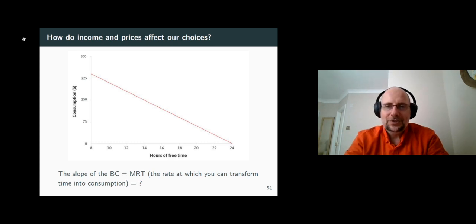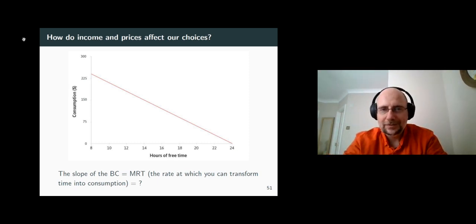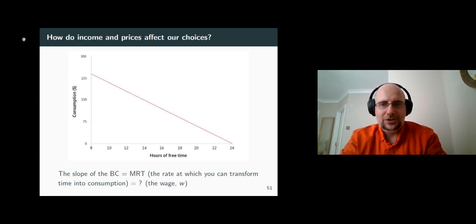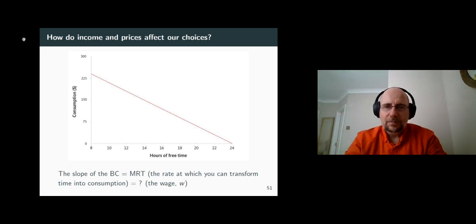In this case, if she works one more hour, she gives up 1 hour of leisure in exchange for an opportunity to consume more. How much more exactly? Well, if you sell 1 more hour of your free time, what do you get in return? That's right. You get an hourly wage. So the slope of the budget constraint, that is, the marginal rate of transformation of hours of free time into money, is your hourly wage.